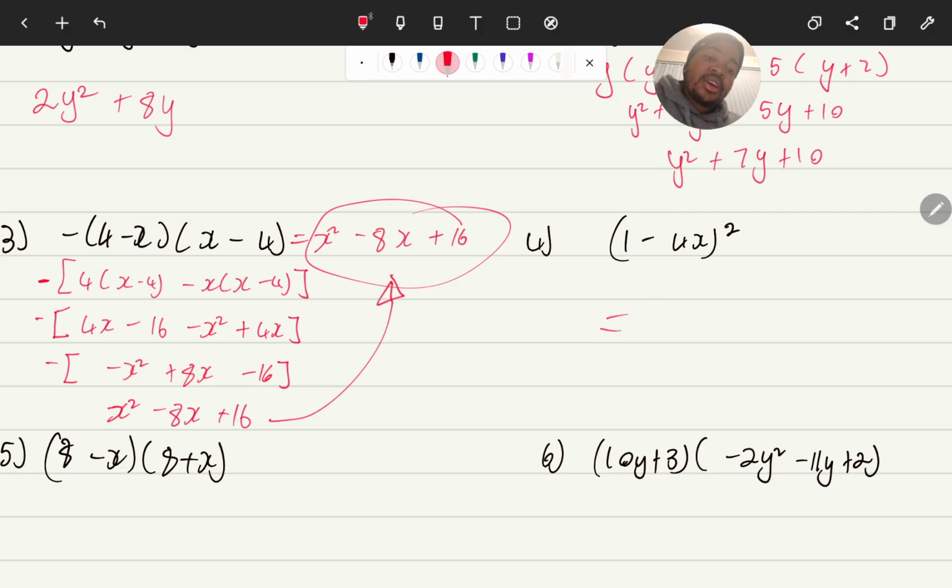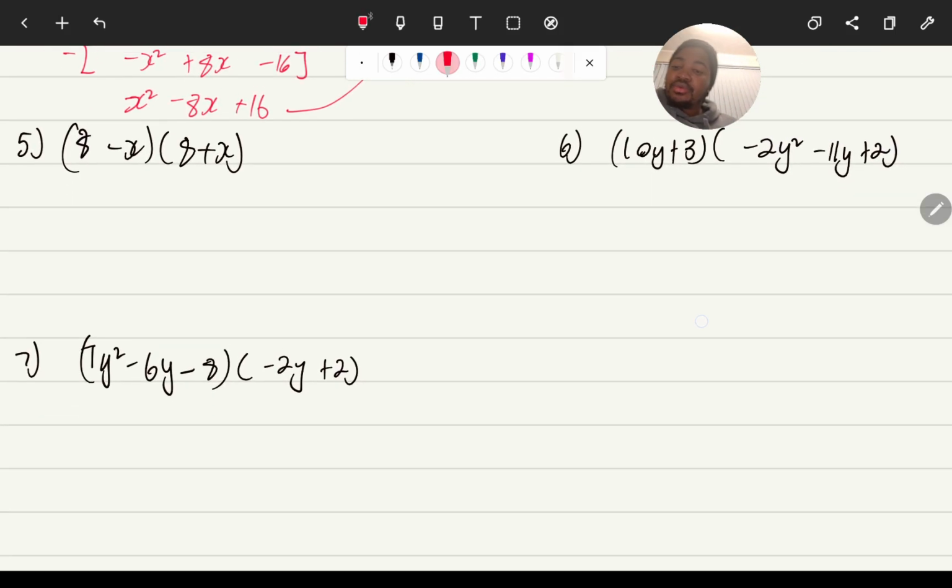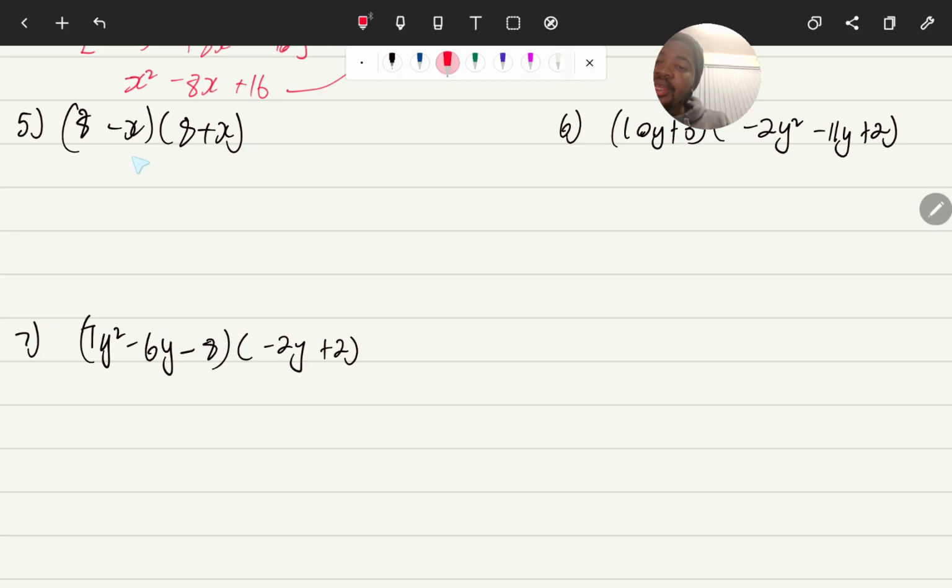Beautiful thing is that here we have this number, so we're going to use our shortcut here, right? So remember, for this one, we say 1 squared is 1, then we multiply the 2 inside the bracket, we have minus 4x, then we multiply by 2, we have minus 8x, then we square this one, we have plus 16x squared. You are done.